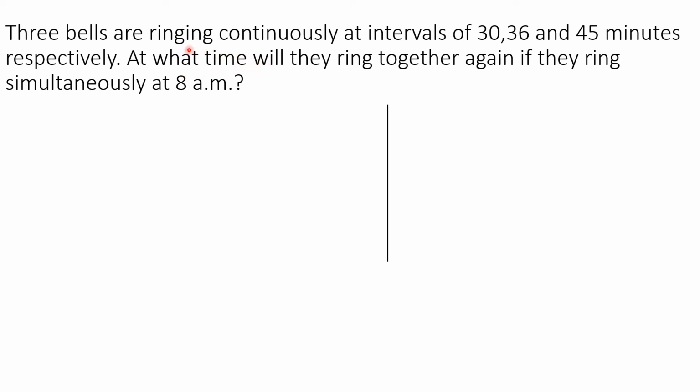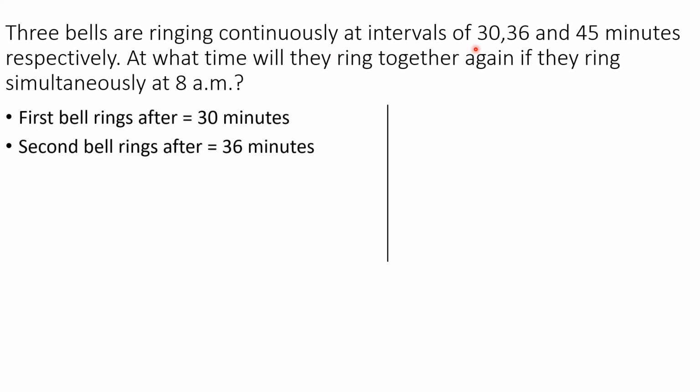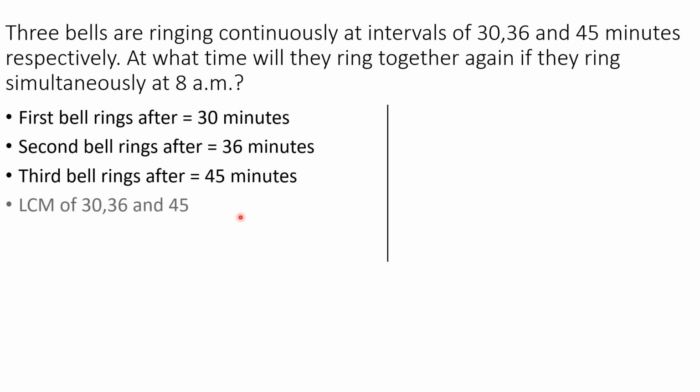Here the first bell rings after 30 minutes, the second bell rings after 36 minutes and the third bell rings after 45 minutes. So at what time will they ring together again? It means a multiple of all these three numbers, right? And the least common multiple. This question is again related to LCM. So we have to find out the LCM of 30, 36 and 45.